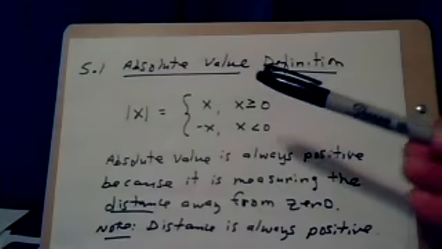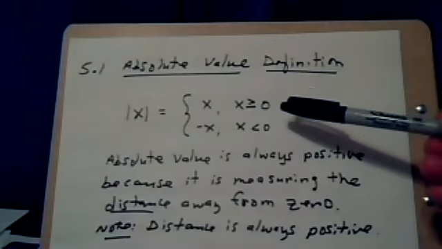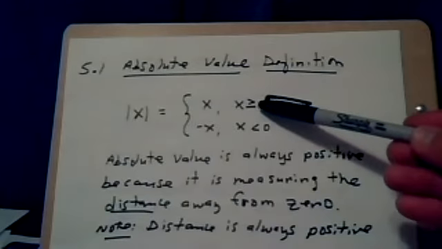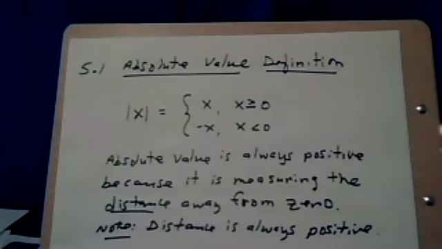This that you see on this side represents a description of the type of number that you're taking an absolute value of. Are you taking the absolute value of a positive number, or are you taking the absolute value of a negative number? Absolute value is always positive because it's measuring the distance, and distance is always positive.